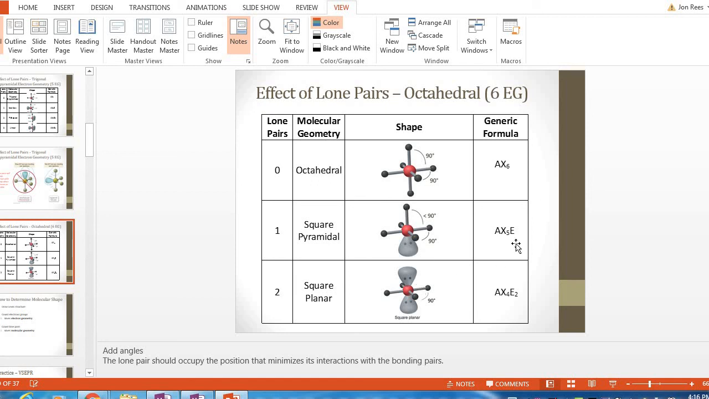Second thing is, in octahedral you have to memorize AX6, AX5E, and AX4E2. So octahedral, square pyramidal, and square planar. So there's really just very few things to memorize on each of the slides, but it has to be done, and that's just the way it has to be.